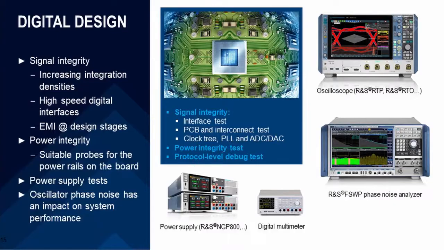The oscilloscopes provide excellent insights in the time domain and also in the RF domain. The oscilloscope covers all of these measurements for signal integrity and power integrity, together with protocol level debugging on the interfaces. If you want a specialist for phase noise measurement, then we have the FSWP, the phase noise analyzer. Together with this, we have the test bench essentials like the power supply, the NGP 800 going up to 800 watt, and the digital multimeter.